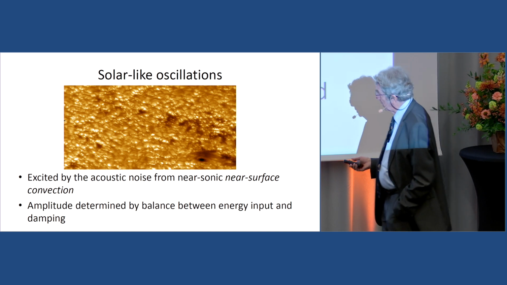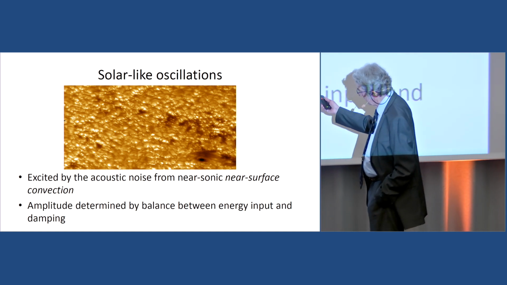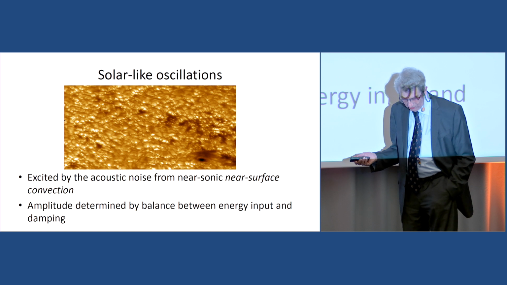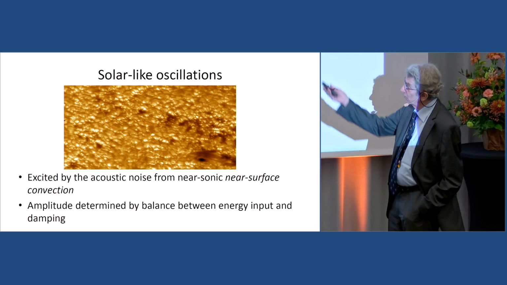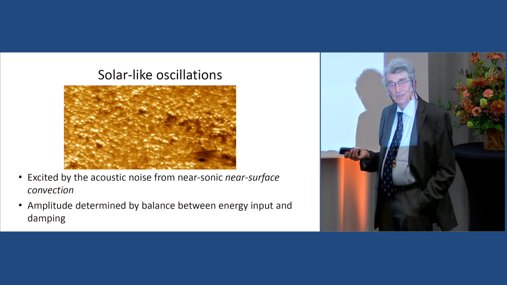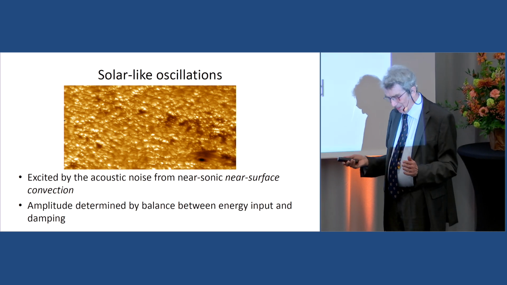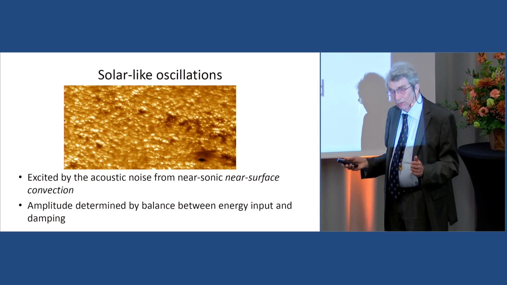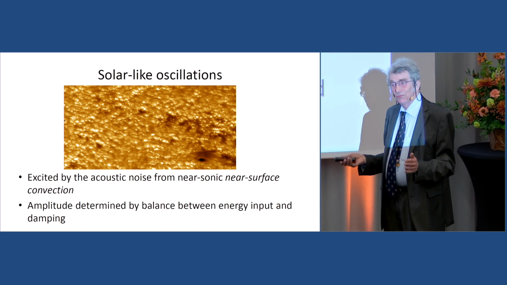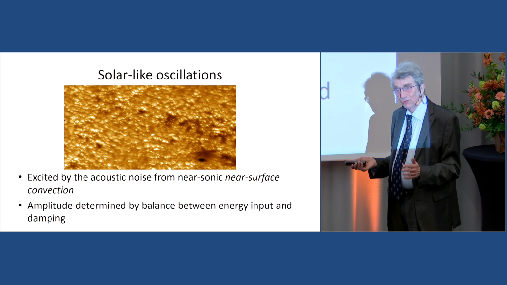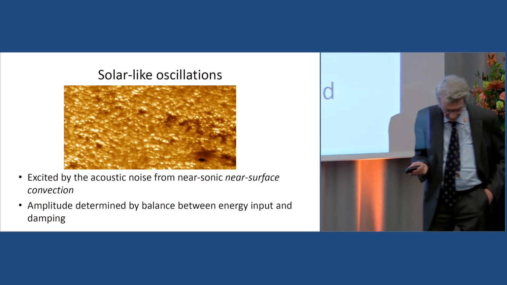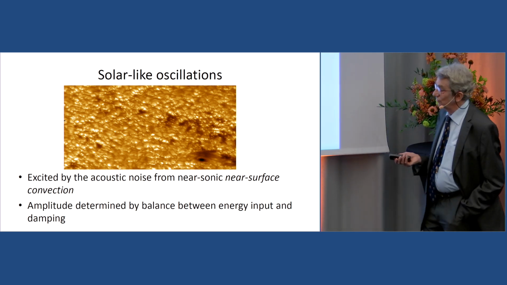And from this model, we can more or less understand the amplitudes of the oscillations we see. But more importantly, we expect that all stars that have this kind of convection, and that means all stars like the Sun or cooler than the Sun, should have similar oscillations. And so we have a chance to do this kind of analysis for a huge range of stars.